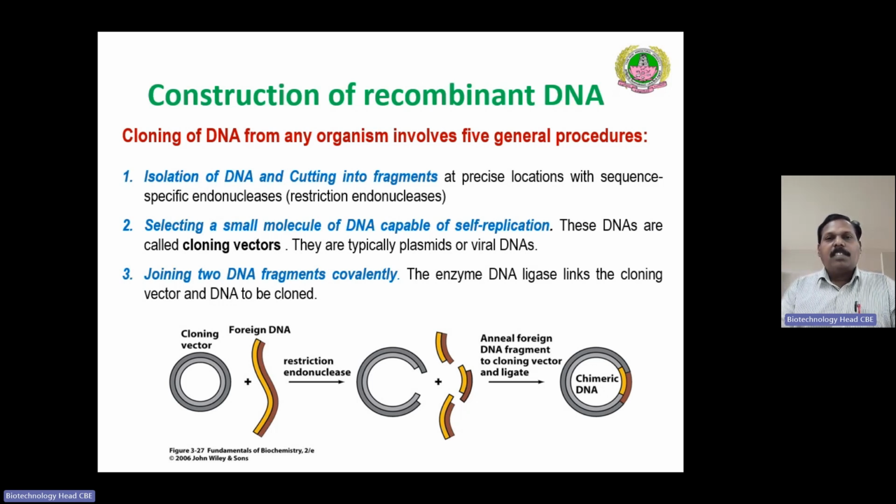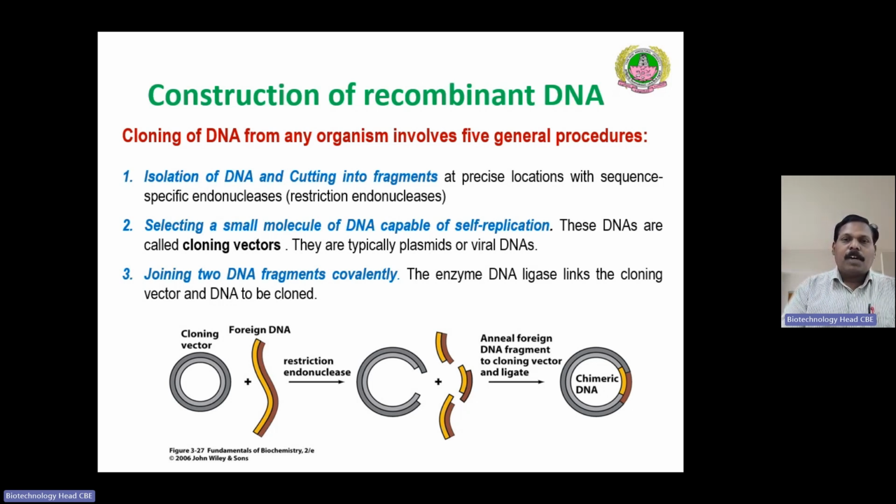The second step is selecting an appropriate vector system which is capable of independent or autonomous replication, which can multiply along with its own genome. It can also multiply the cloned DNA from any other sources. These pieces of DNA which are used to carry the foreign DNA are referred to as vector systems or cloning vectors, and here we mean the plasmid DNAs or viral based DNA vectors.